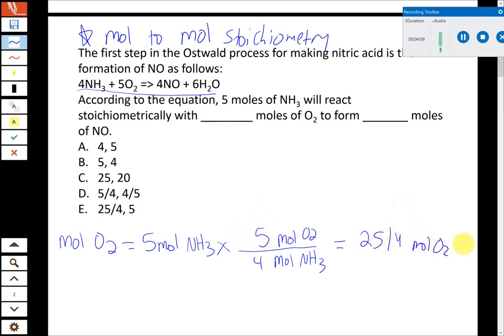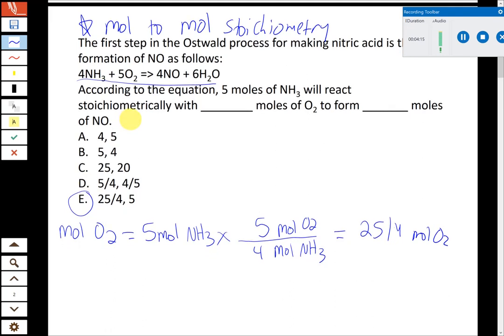Moles of O2. The only answer that even has that is E, so if we trust ourselves to do the first part right, we don't even have to do the second part. Let's verify that the second answer would be 5. So we're trying to figure out how many moles of NO form.